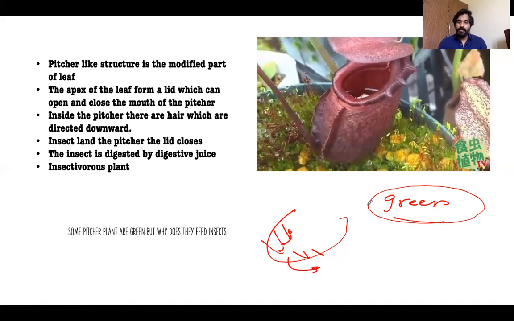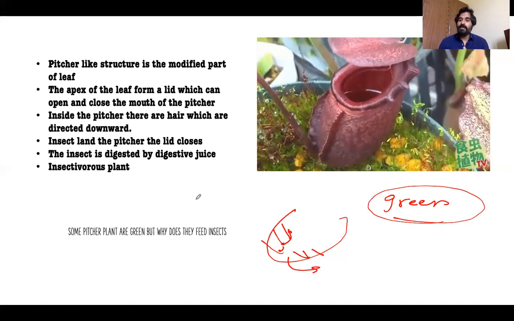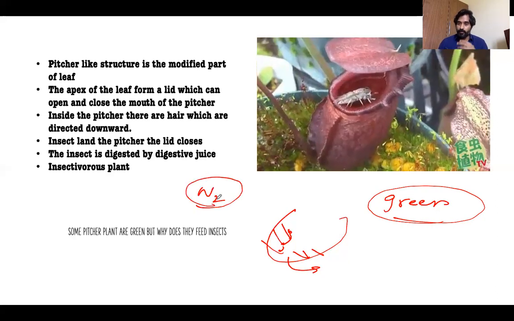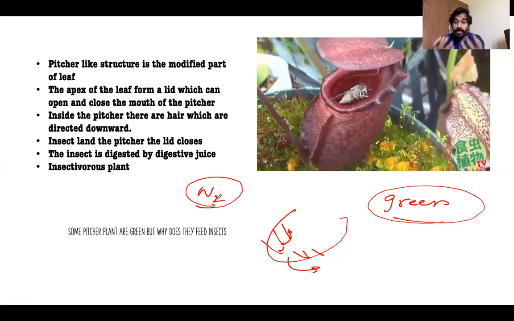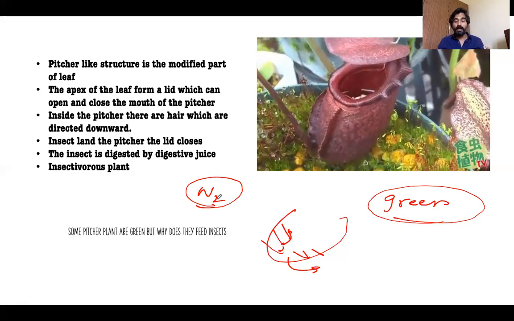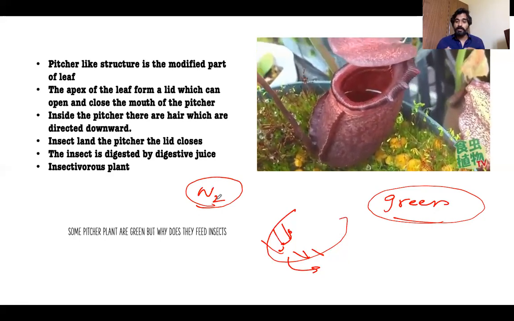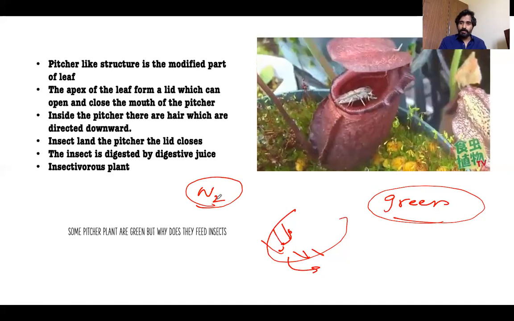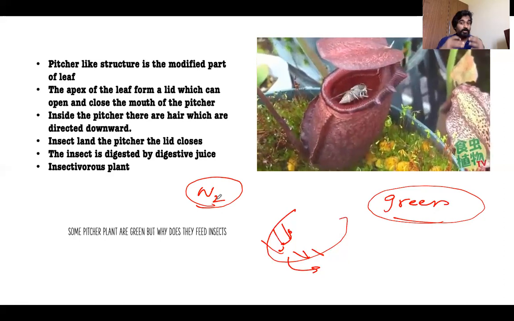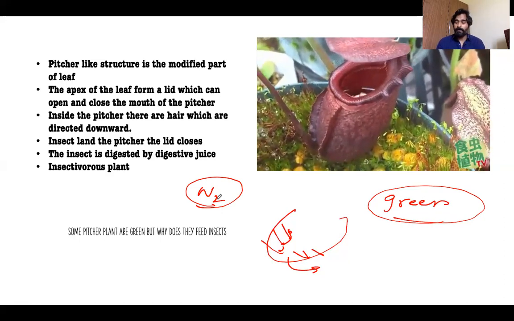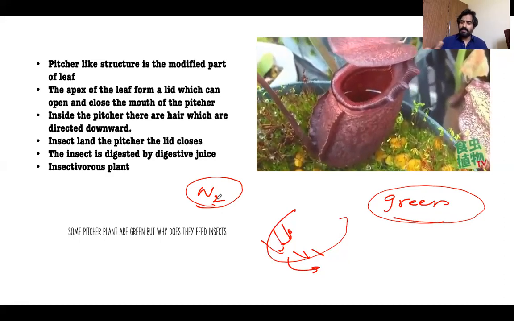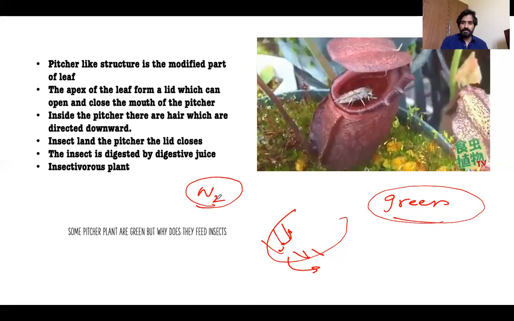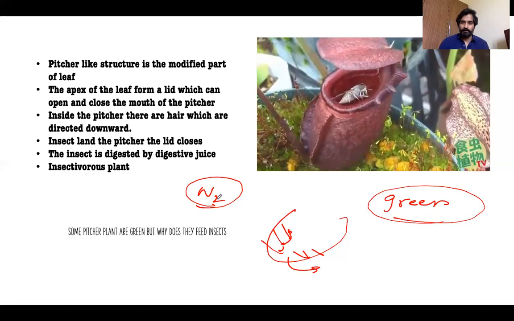The point is, I have already told you, carbohydrate alone is not important. You also need nitrogen, right? Why do we need nitrogen? Because the plant also needs to create protein. And how a plant creates protein is that bacteria help. I have talked about free living bacteria as well as symbiotic bacteria in the previous class itself, so please go through that video.